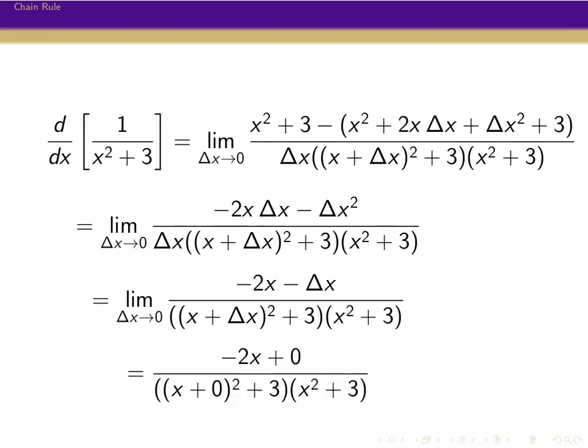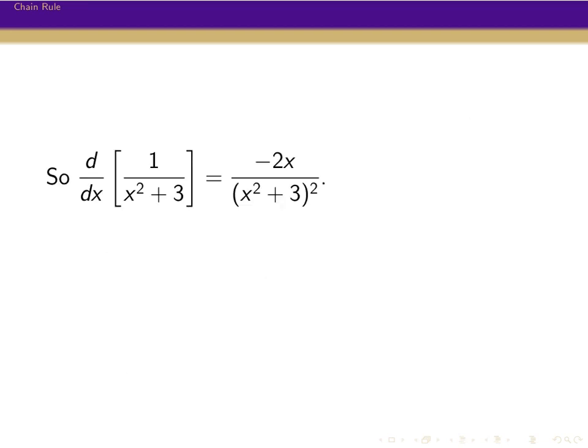We end up with minus 2x plus 0 on top, divided by x plus 0 squared plus 3 times x squared plus 3. And we can simplify that down to minus 2x on top, and then it's just going to be x squared plus 3 quantity squared on the bottom. Okay, so this is what the limit definition tells us the derivative is.